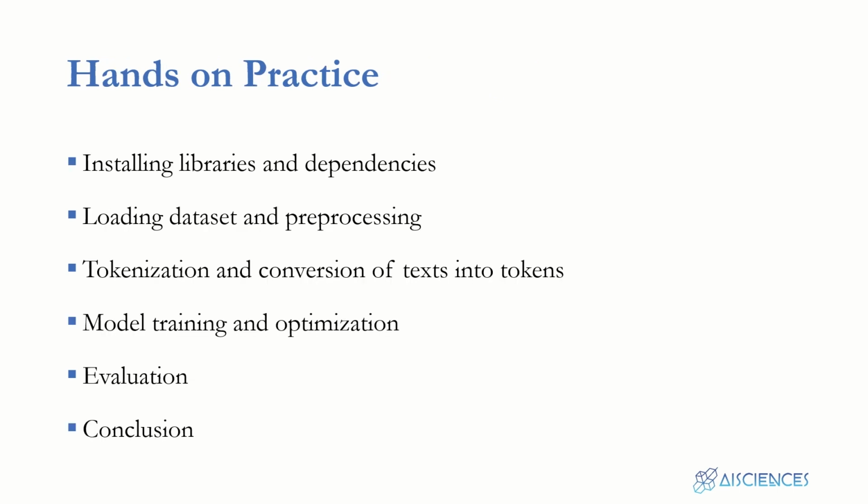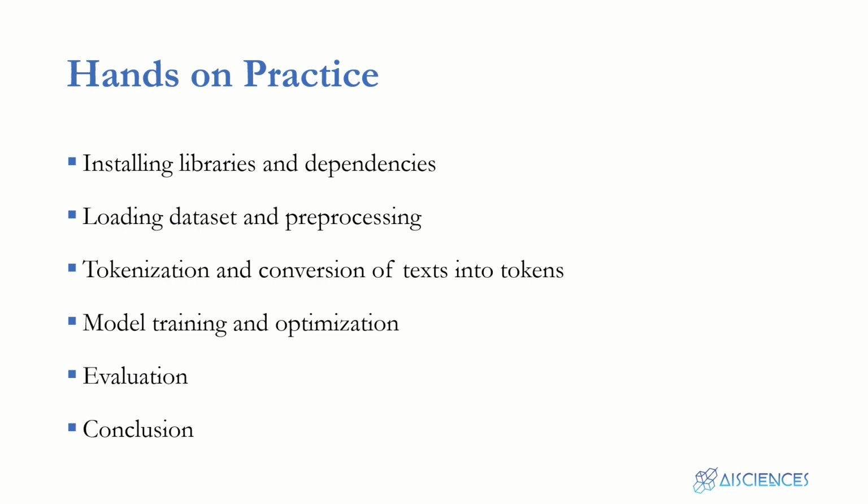Now let's move on to the hands-on practice that we're going to do, and we're going to start by installing some libraries and dependencies. Then we are going to load our data set and start with its pre-processing. After that, we're going to convert it into tokens using the BERT model that we will be using throughout this example. And then we are going to train our model and perform some optimizations. At the end, we'll do some evaluations and conclusions. We'll give it a test sentence and see if it can determine whether it's positive or negative.